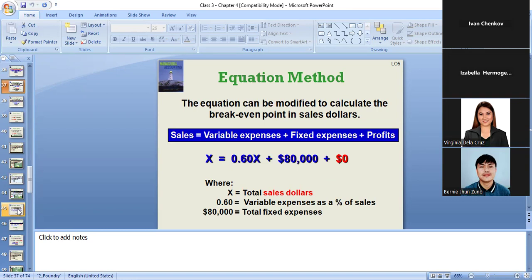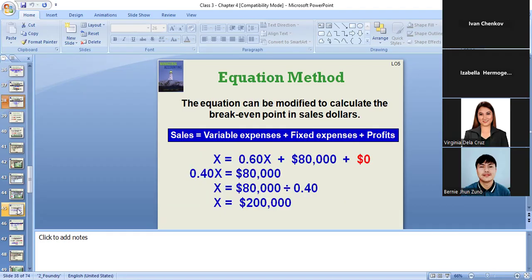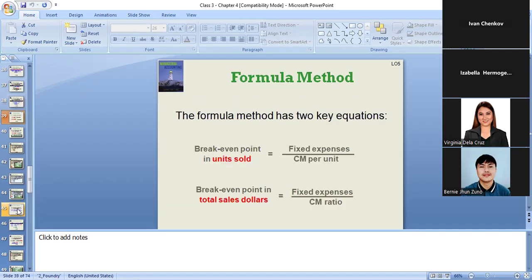That method can also be modified based on percentages. Once we know that the variable expense is 60% of the sales price, the question is how much should the sales be. In that case, we come up with the calculation that the sales should be $200,000 in order to be at the break-even point.